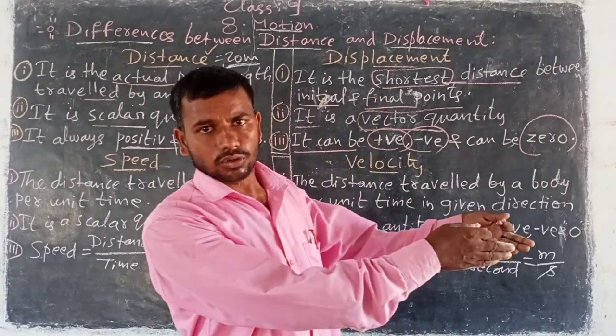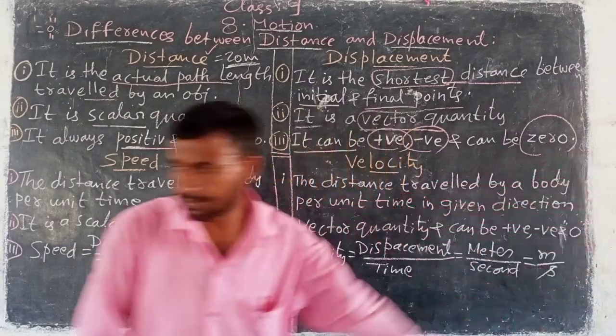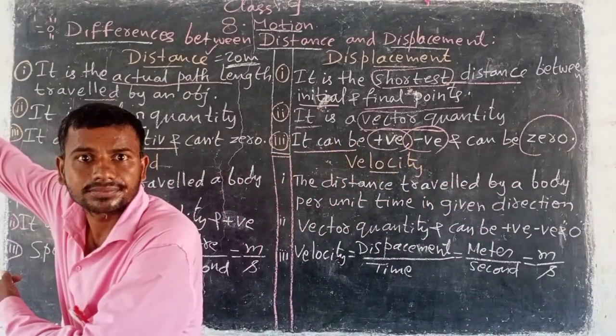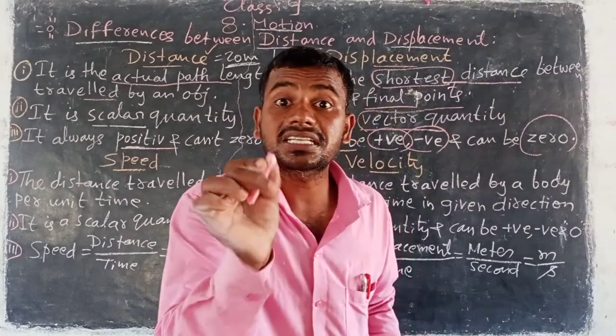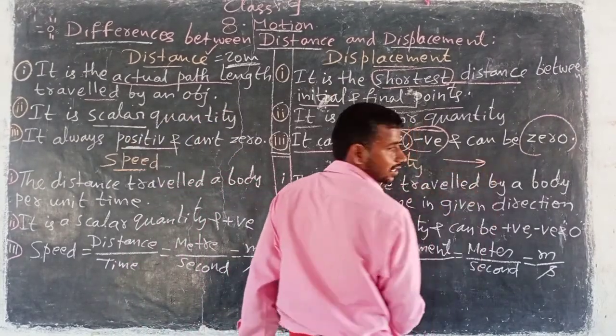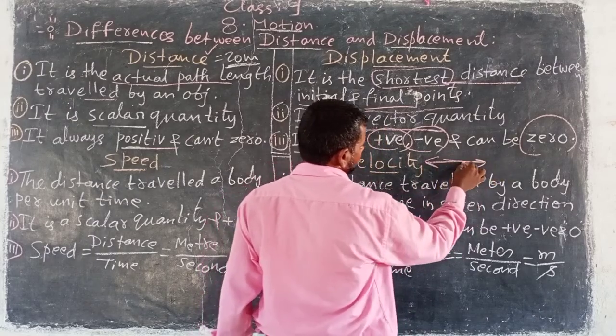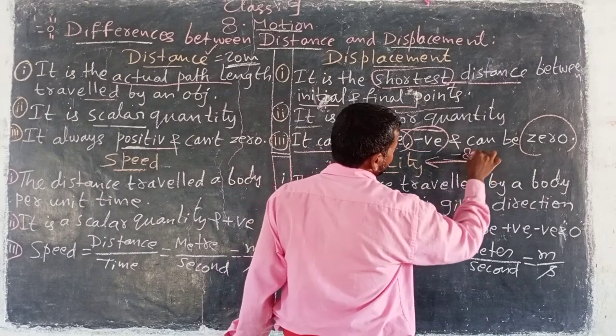I moved 2 meters front side, east side. Again I came 10 meters back side. Displacement is minus 8 meters. So I moved 2 meters front side. Again I came 8 meters back side. Then displacement is minus 8 meters.